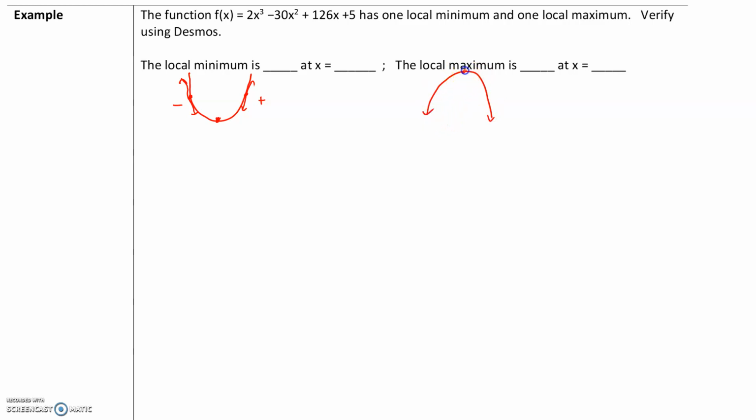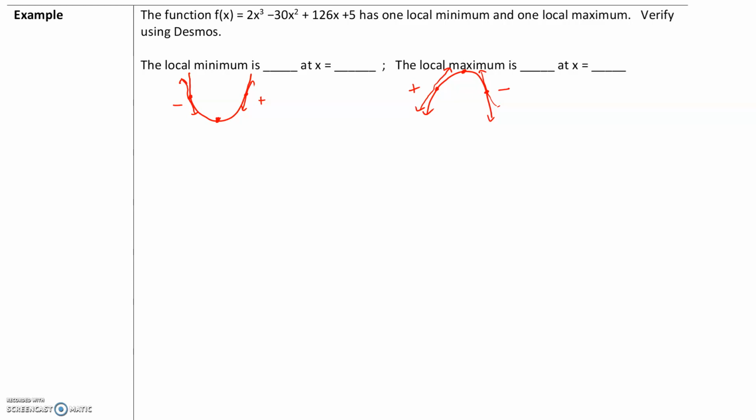Local maximum, on one side of it, the function is increasing. Then it hits a maximum, and then the function starts decreasing. Now, when is a function increasing? A function is increasing when the slope of the tangent line is positive, and it's decreasing when the slope of the tangent line is negative. So when the first derivative goes from being positive to negative, that means we have a local maximum. But again, for that, we need to first calculate what the first derivative is and what the critical points are.